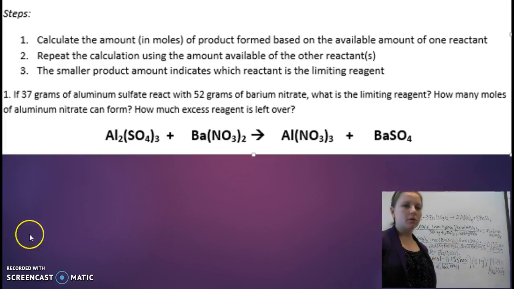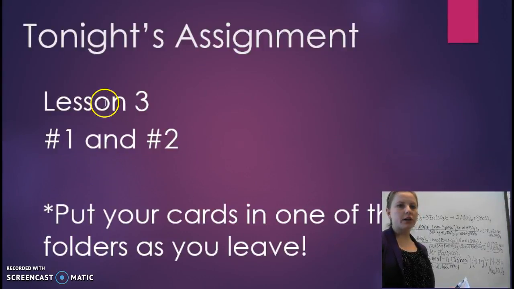Alright, so there's another example that's very similar, but you're going to want to go ahead and try numbers 1 and 2 in lesson 3, and let me know if you have any questions.